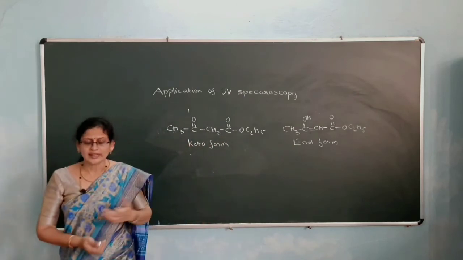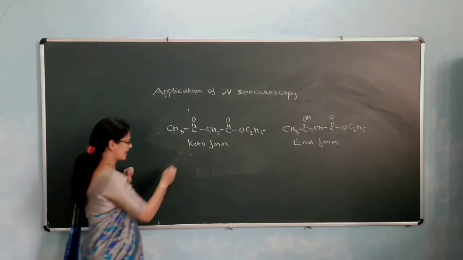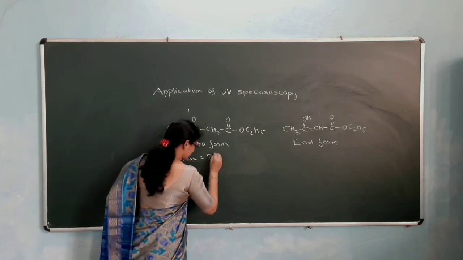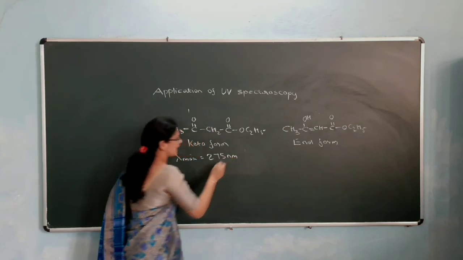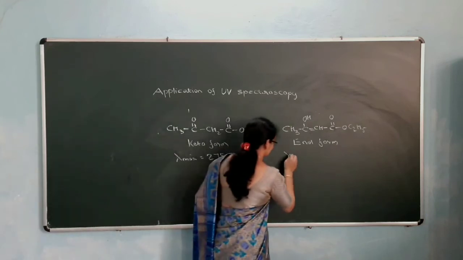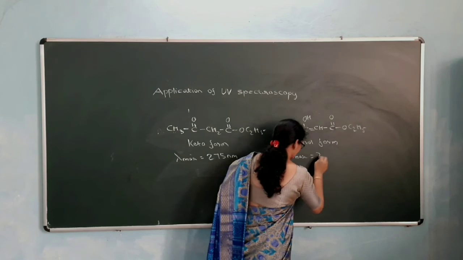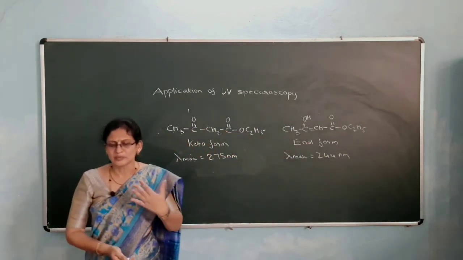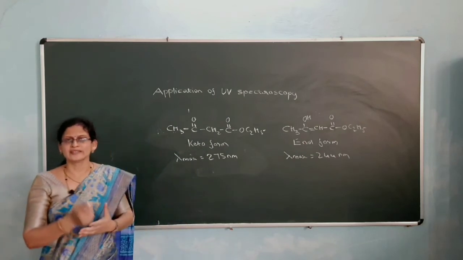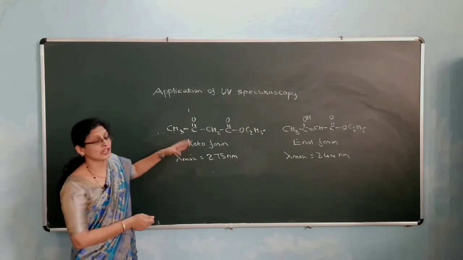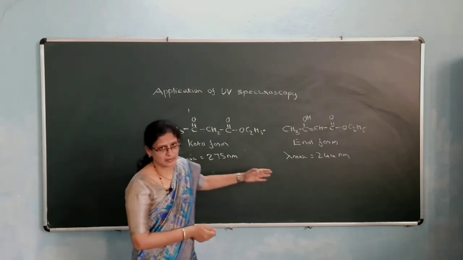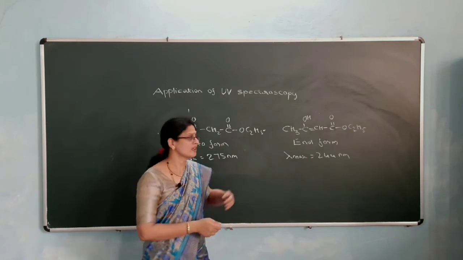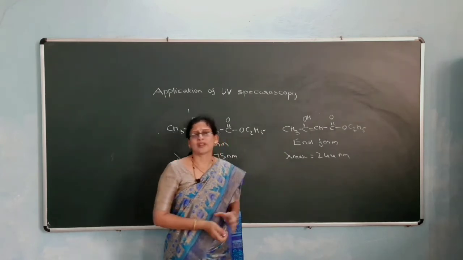So, when you get the spectra, if you get the lambda max 275 nanometer, and if you get the lambda max 244 nanometer. Now when you get the absorbance at 275 nanometer, we can say that ethyl acetoacetate is in the keto form. If you get the absorption maximum at 244, then we can say that ethyl acetoacetate is in the enol form. So, a lot of applications are there for UV.